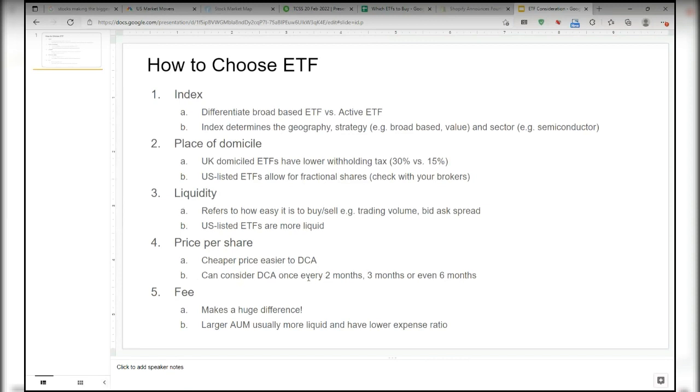Another way is that you can buy into a US listed ETF, because if the broker allows you fractional shares, you can actually buy in fractional. So I think that's quite helpful as well. So these are considerations as well.